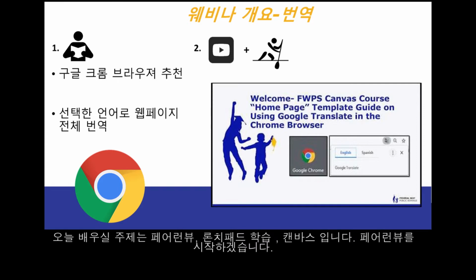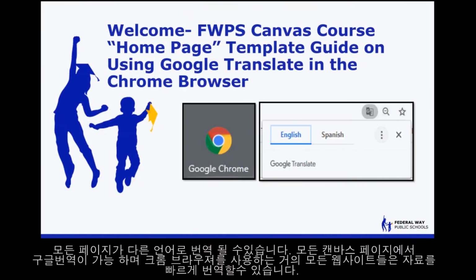For those of you who would like to change your Google Chrome browser pages to your home language, we will now show you a video on how to do this. Please try it while watching the video. Any page can be translated into another language. Google Translate is available on any Canvas page and most websites while using the Chrome browser, allowing for quick translation of materials.